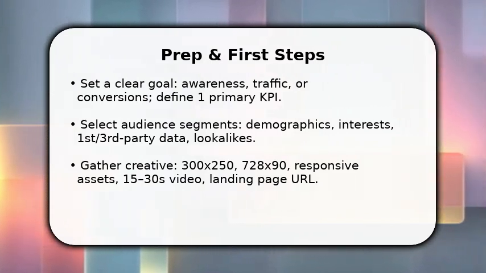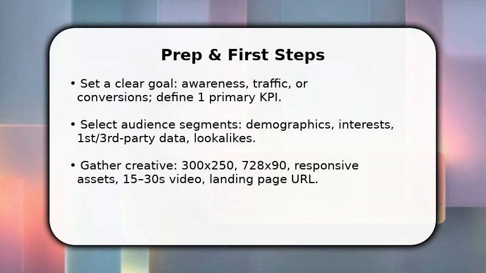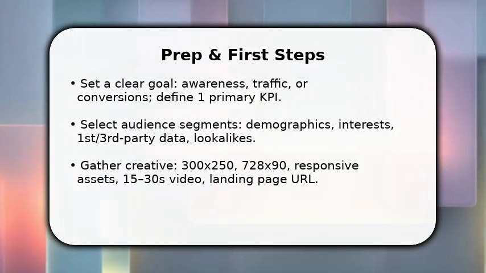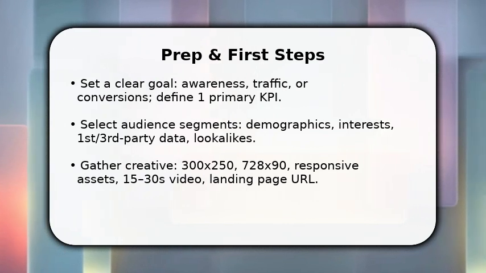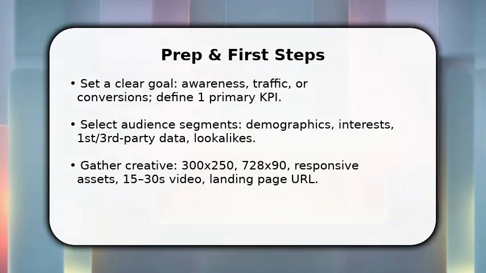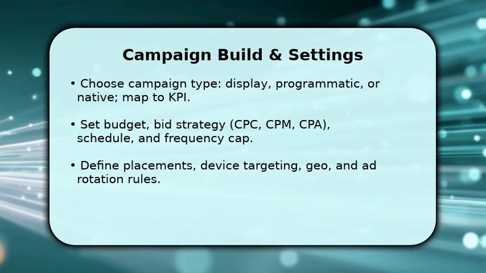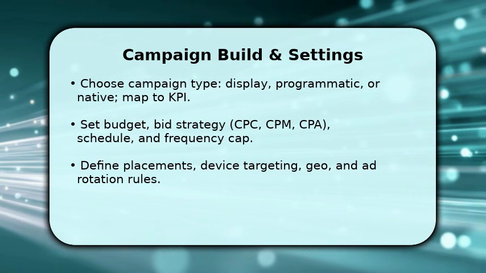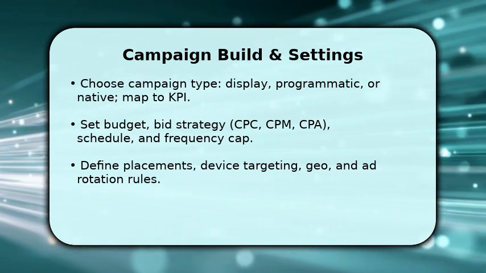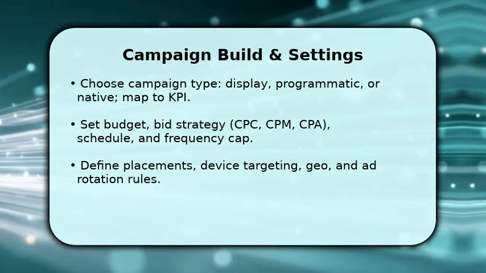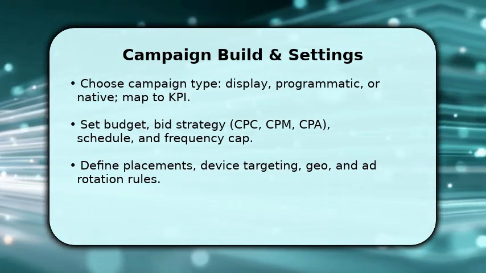Make sure budgets and timelines are realistic and that tracking pixels or tags are ready before you proceed to the platform build. Now you build the campaign in the ad platform. Create the campaign, name it consistently, and select display with the correct objective. Then configure budget, bid strategy, schedule, and a sensible frequency cap. These control delivery and cost.